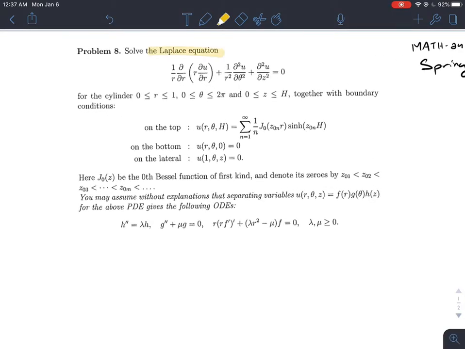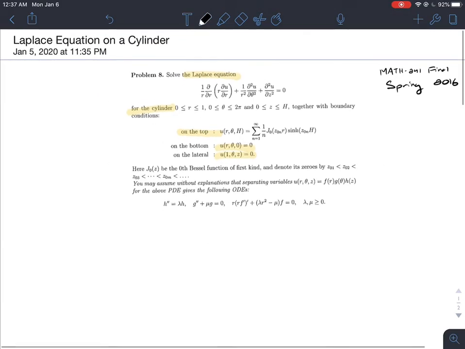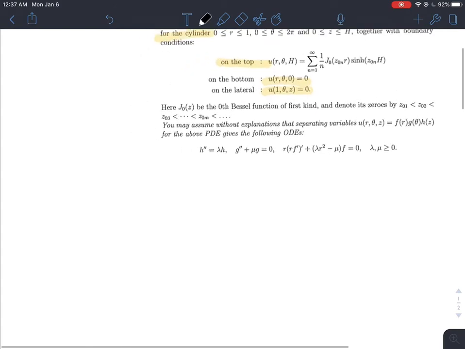So we're told to solve Laplace's equation inside a cylinder, with no surprise. And we're told these several boundary conditions here. So let's just highlight them. On the top, we're told that we have this very crazy looking boundary condition. On the bottom, we have 0, and then on the lateral sides of the cylinder, we're at 0. Okay, so the first step to approach this problem is to draw the shape.